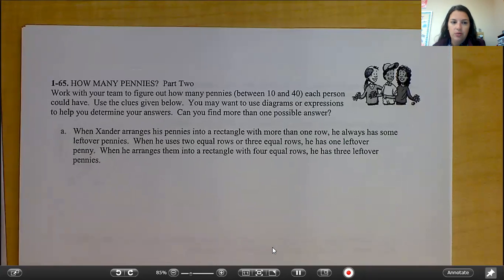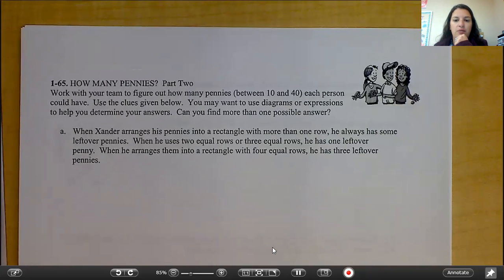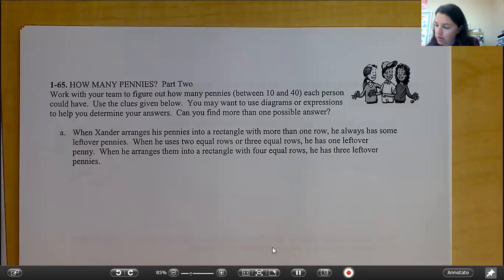Okay, finally, question 165. How many pennies, part 2? Work with your team to figure out how many pennies between 10 and 40 each person could have. Use the clues given below. You may want to use diagrams or expressions to help you determine your answer. When Alexander arranges his pennies into a rectangle with more than one row, he always has some leftover pennies. When he uses 2 equal rows or 3 equal rows, he has 1 leftover penny. When he arranges them into a rectangle with 4 equal rows, he has 3 leftover pennies. Go ahead and try and figure out part A.